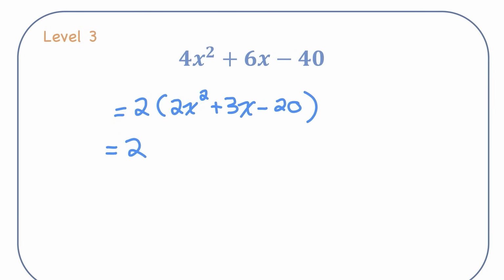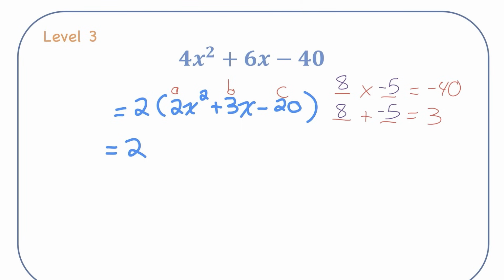This time I have a quadratic whose a value is not 1, it's 2. So I'll have to use a sum and product method called decomposition. I want to find numbers that have a product of a times c. So 2 times negative 20 is negative 40. So I need a pair of numbers that multiply to negative 40. But that pair of numbers also has to add up to the b value of 3. The numbers that satisfy that product and sum are 8 and negative 5.